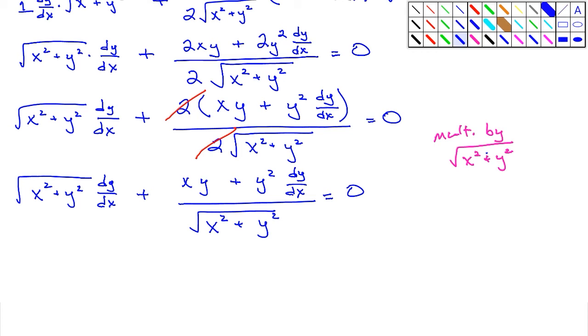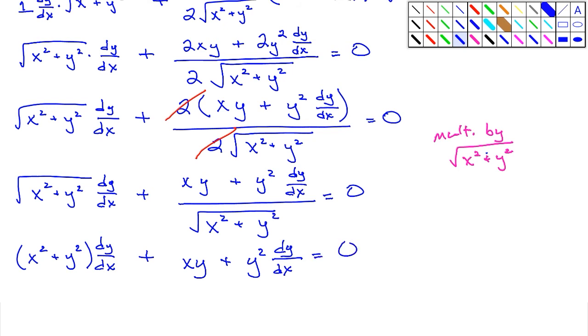When I do that to the left term, the square root of x squared plus y squared gets multiplied by itself, and that leaves me with x squared plus y squared times dy/dx. And when I do it on the second term, it just cancels the denominator. In fact, that denominator is the reason I chose to do this, in order to get rid of it. And of course, on the right side, 0 times the square root of x squared plus y squared is still just 0.